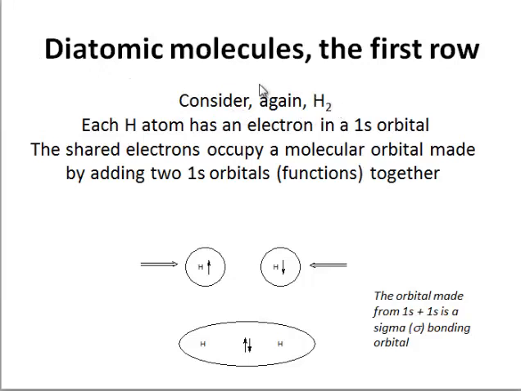We began the last lecture on electrons and molecules by considering H2. Remember that each H atom has an electron in a 1s orbital, and we stated that the shared electrons occupy a molecular orbital made by adding the two 1s functions together. The result is a sigma bonding orbital. This is all review up to this point.